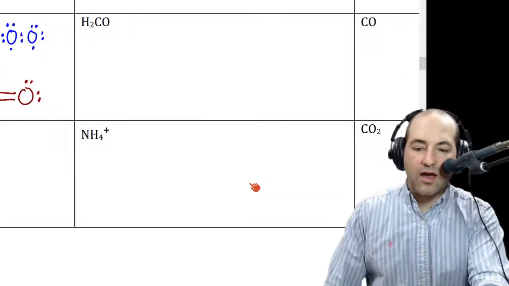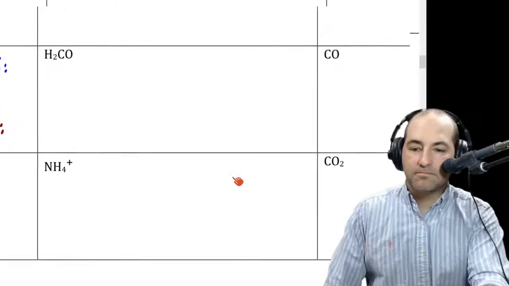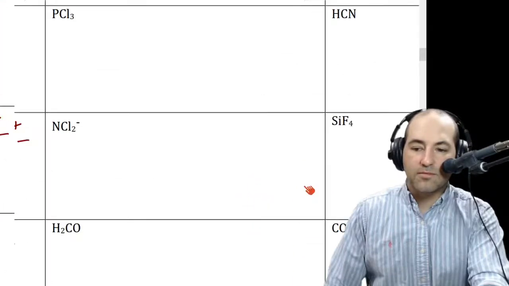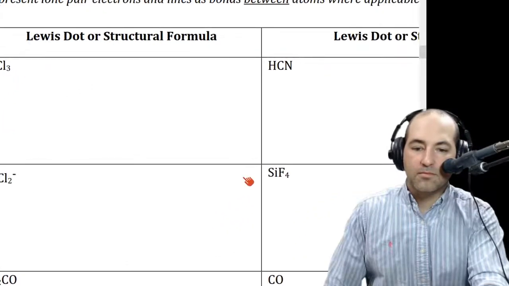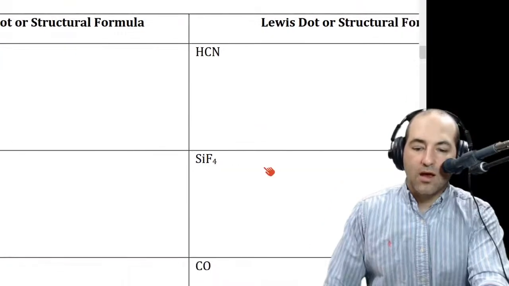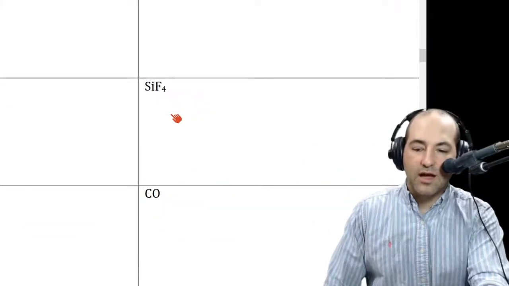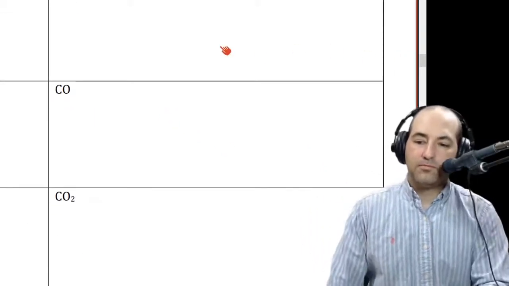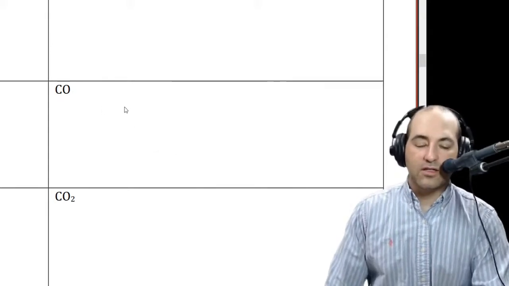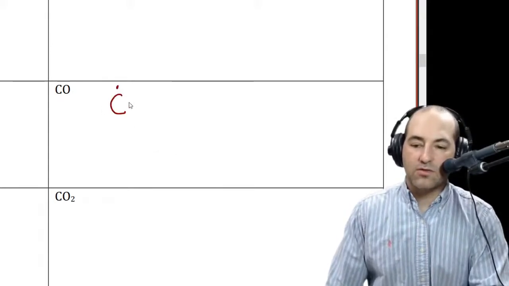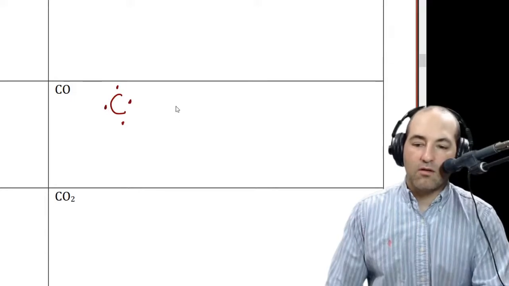So let's take a look at, I guess actually for all of these, they will work with the dots. Well, let's look at CO. That's a good example. So let's start the same way. We want to know our valence electrons for each atom. So we've got C, which has 4, and we've got O, which has 6.